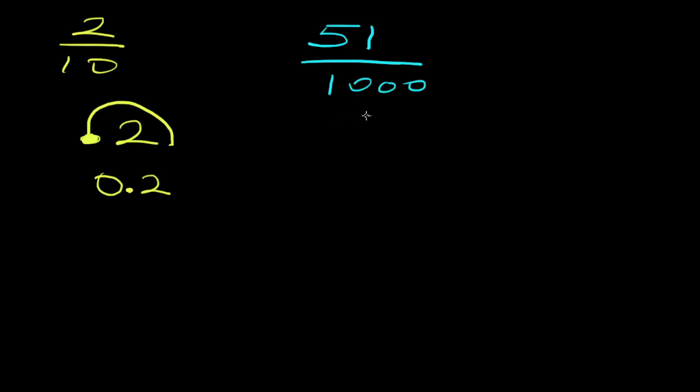Remember how we did that? We had a numerator written down here, which is 51. And then how many zeros do we have here? Let's count: 1, 2, 3. Three zeros. So starting from the right side, we're going to introduce our decimal. We jump 1, 2, and 3. So where will our decimal point be? It is going to be here.